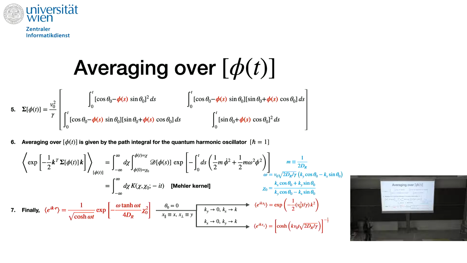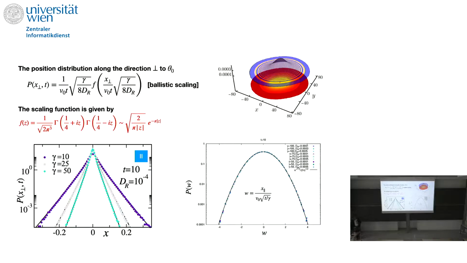This is true for any orientation, but now I want to look at the parallel and the perpendicular components. These components are with respect to the initial orientation. You see that the parallel component is given by a Gaussian. But the perpendicular component is something quite different; this is its distribution. It has this scaling form, a ballistic scaling as opposed to the diffusive scaling.